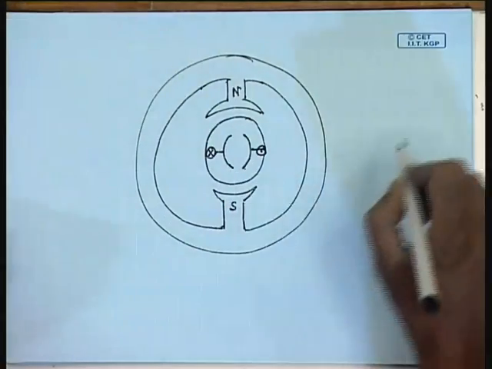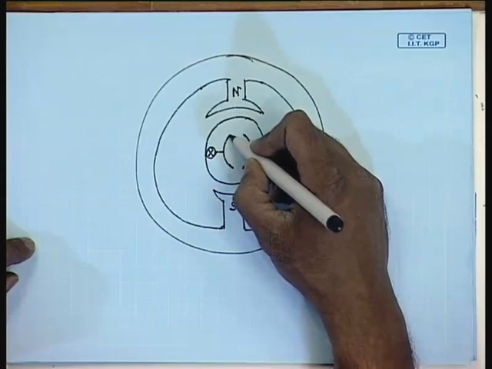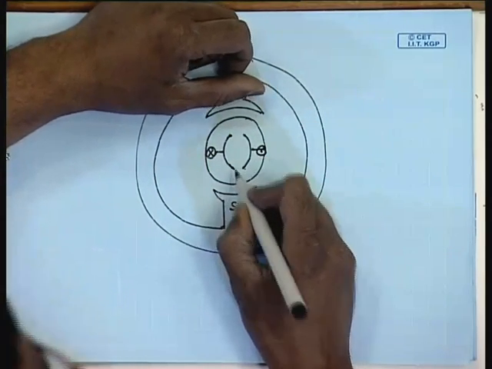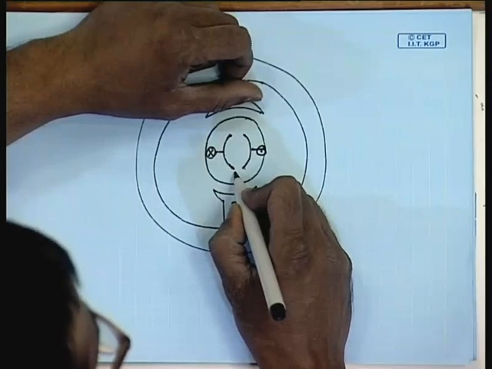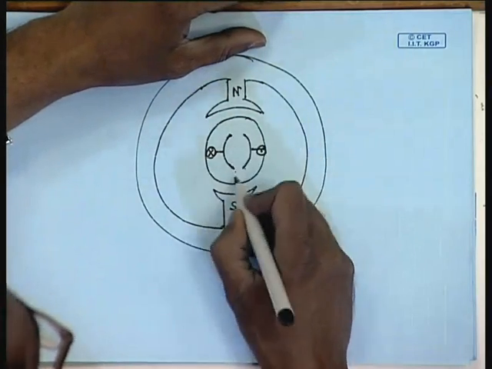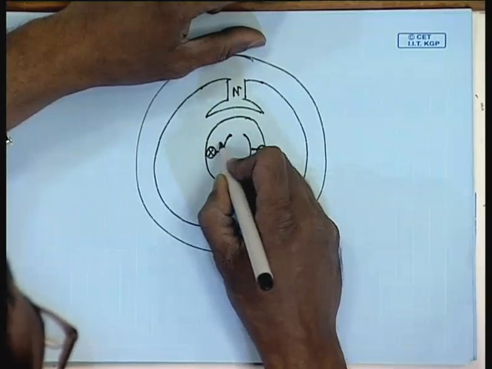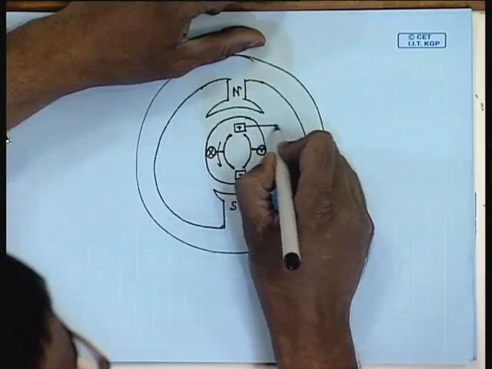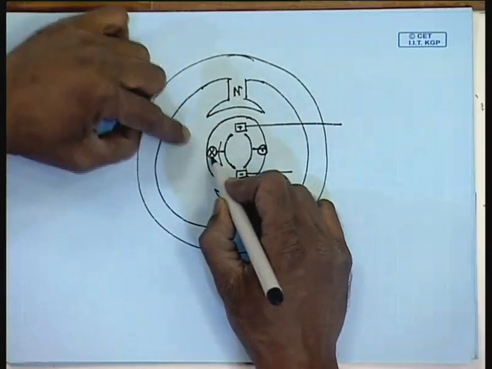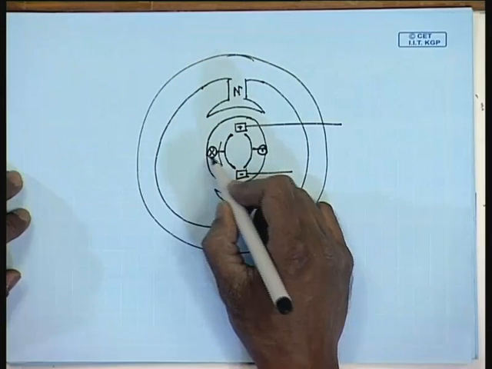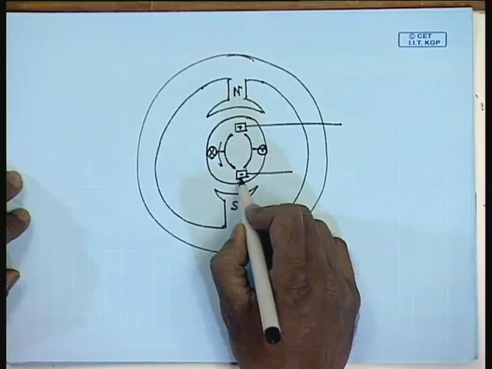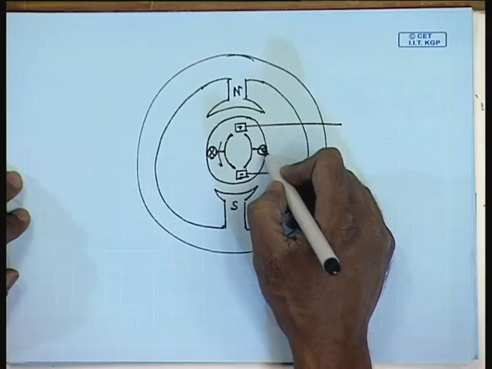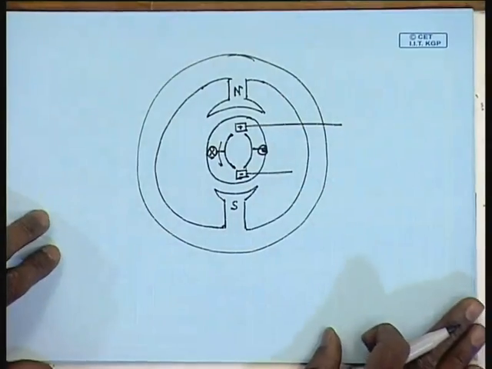In this instant then, this commutator must be connecting to the negative terminal, and this to the positive terminal. So this will be the direction of rotation, this should be the negative brush, and this will be the positive brush. So when it further rotates, the cross conductor will get connected to the negative brush, whereas the dot conductor will get connected to the positive brush, and the polarity of the current through this winding will change, which is necessary to maintain the rotational motion.